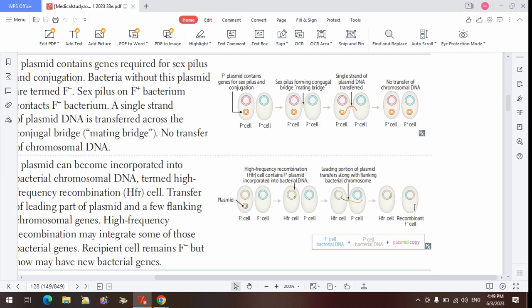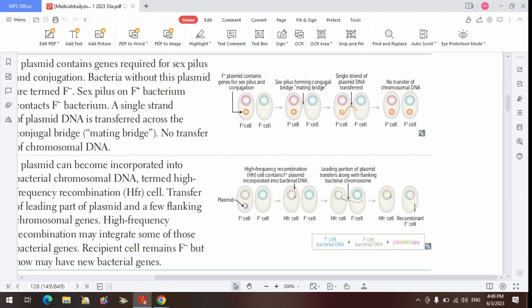So the take-home that I want you guys to know is that when an F positive and an F negative are mixing, the F negative is going to become F positive. That is going to contain plasmid so that it can transfer to another cell. A cell without plasmid cannot transfer to another cell. Once you are F negative, you cannot transmit to another cell. Even if you are recombinant, you still cannot transmit.